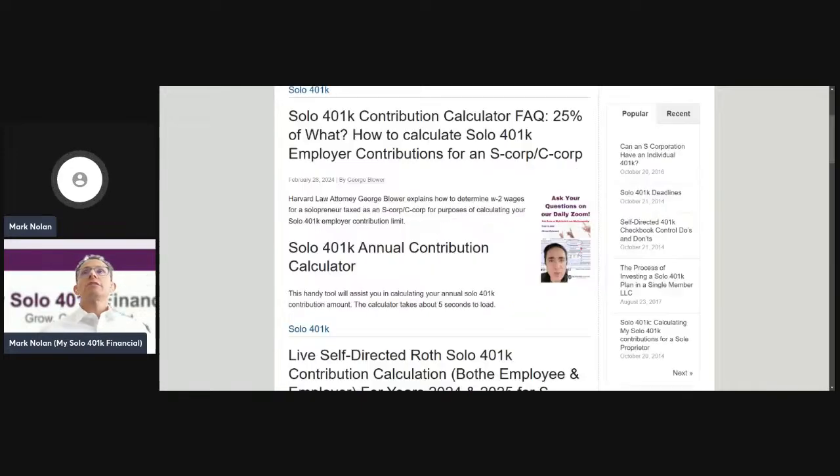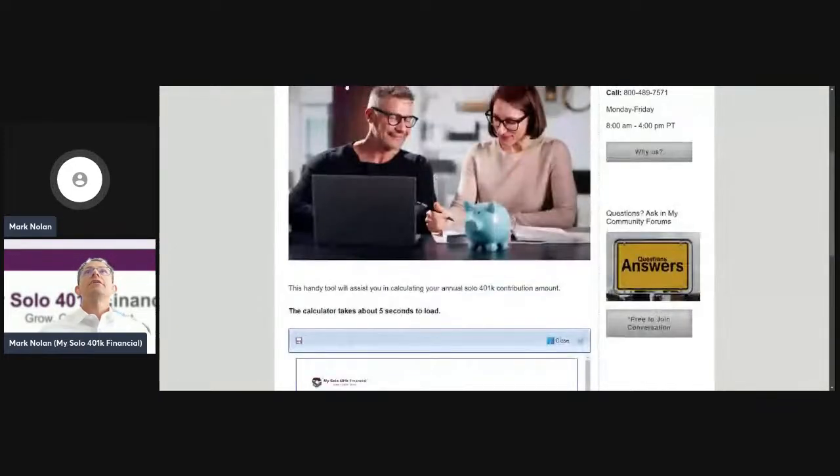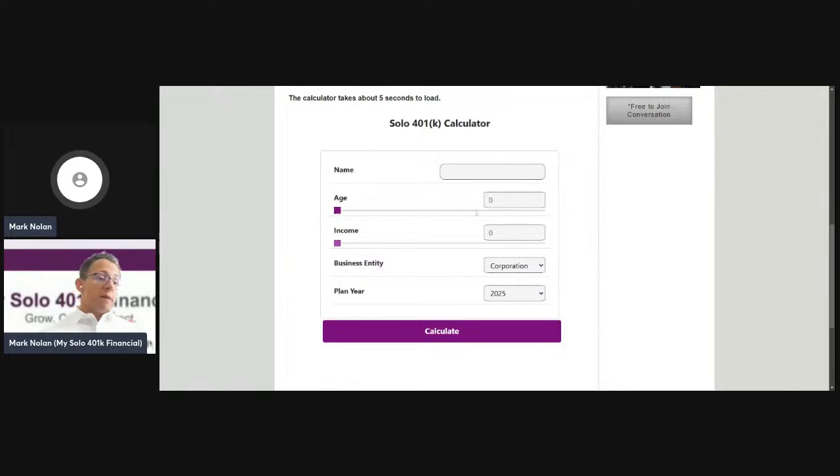Let's go back to our calculator now and plug in that figure. So just hit enter to refresh the calculator. Again, the age does not matter because you cannot contribute catch-up contributions to a solo 401k plan as part of voluntary after-tax. Those have to go to the pre-tax bucket or the Roth bucket directly for the solo 401k. So income, we're going to plug in $75,325. And business entity, we're going to select partnership. Plan year, we're going to keep it at 2025 because we're doing a calculation for tax year 2025. Click on calculate.